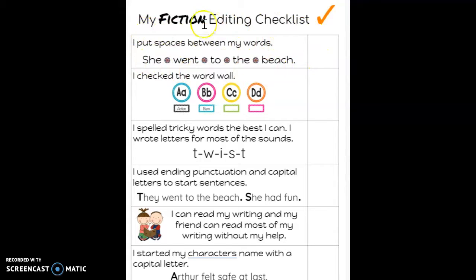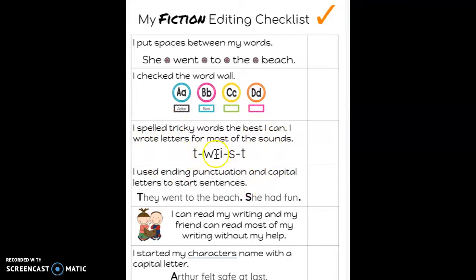I put spaces between my words. Did you put spaces between your words? Just like this. She went to the beach. There are spaces. Now you're not going to draw this little circle, but you're going to have a space. Remember, you can use your finger if you need help. Check the word wall words. I spelled tricky words the best I can, and I wrote letters for most of the sounds.